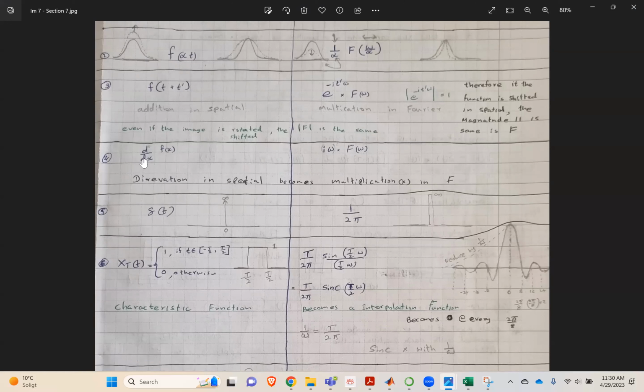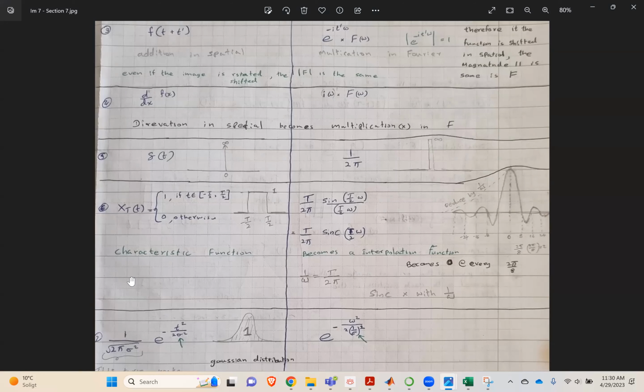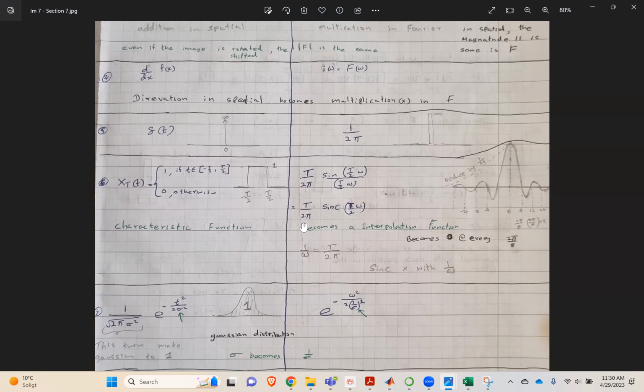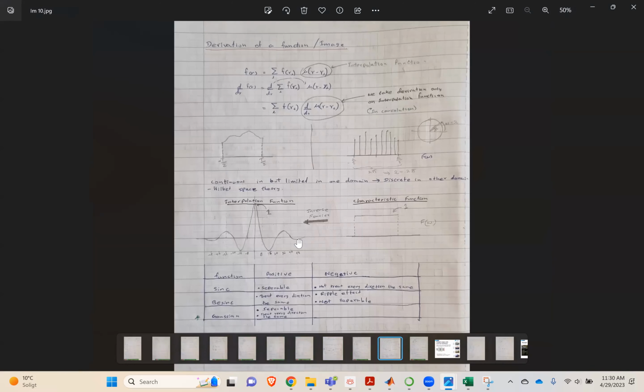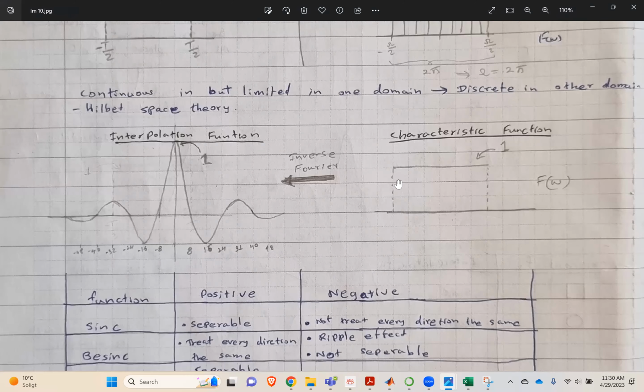Taking the derivation in the Fourier domain is just multiplication with i omega. This is an important characteristic function. When you take the inverse Fourier, not the positive Fourier, it's the inverse, you have the characteristic function in the Fourier domain, and when you take its inverse, you get the interpolation function.